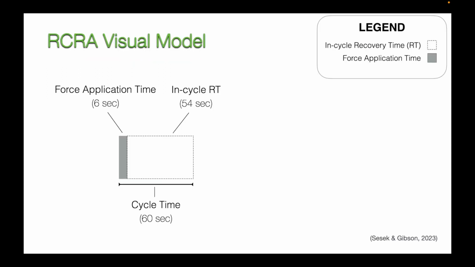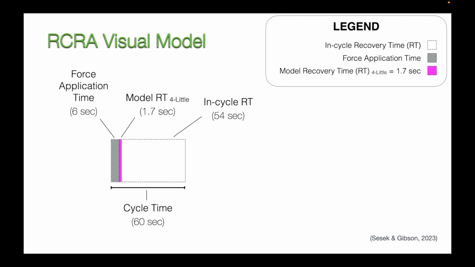So let's start where we were. We had our 60-second cycle, and we see we're applying force for 6 seconds. So what we're left with is 54 seconds of in-cycle recovery. The muscle's active for 6 seconds, and we have 54 seconds within the cycle for the muscle to recover. Well, if we throw those little force recovery times in there, you can see that only 1.7 seconds was needed. We'll still have about what we had to begin with, 52.3 seconds of recovery time left.